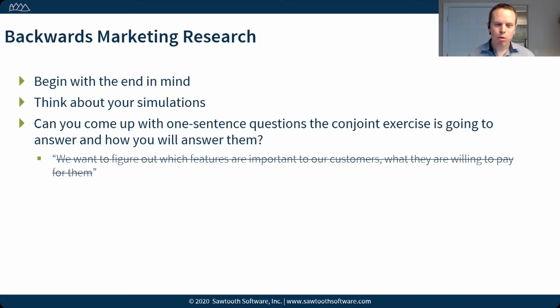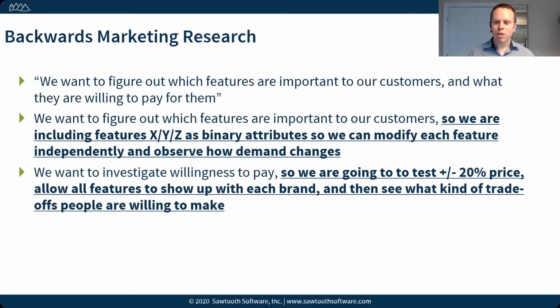So we'll cross that one out and, instead of doing something like that, try to be a little more specific. For example, we want to figure out what features are important to our customers, so we're including these three features. They're going to be binary, which means they just turn on and off.